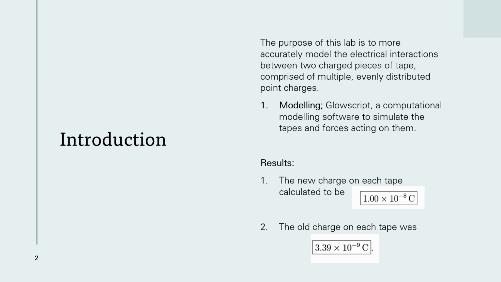The purpose of this lab is to build off the last one, but more accurately model the pieces of tape by considering them as multiple evenly distributed point charges, and we'll do the entire experiment through GlowScript modeling. The new estimated charge is supposed to be 1 times 10 to the negative 8 coulombs, as opposed to the old charge which was calculated to be 3.39 times 10 to the negative 9 coulombs. This is almost an order of magnitude higher, and we'll explain why.